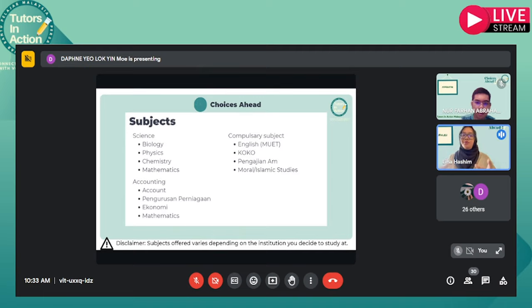But you will not take these four subjects untuk setiap semester. English is compulsory for both semesters, but Koko, Pengajian Am, Moral and Islamic Study are not compulsory. So right now, I am currently on my last semester here. I'm currently on my study week. So my second semester, I ambil Pengajian Am dan Islamic Study. And during my first semester, I ambil Koko. So you don't have to take all these four subjects at the same time, except for English.